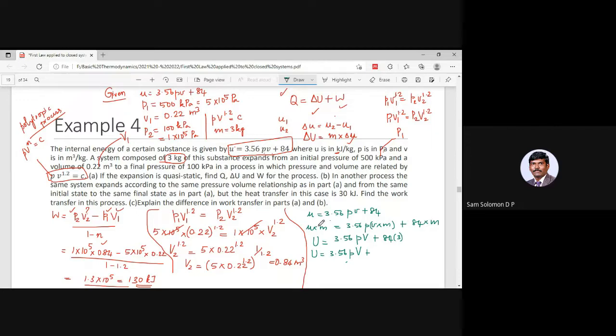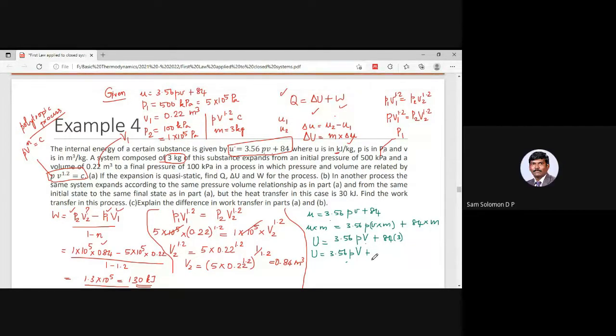So we are multiplying with this mass everywhere. So this specific internal energy becomes internal energy. Okay. This specific volume becomes volume. And this constant is also multiplied by mass, so it becomes 84 into 3. Okay, sir. The value for mass is 3 kilograms. That is given to us in the problem. System composed of 3 kilograms. So that is why we are multiplying with that.